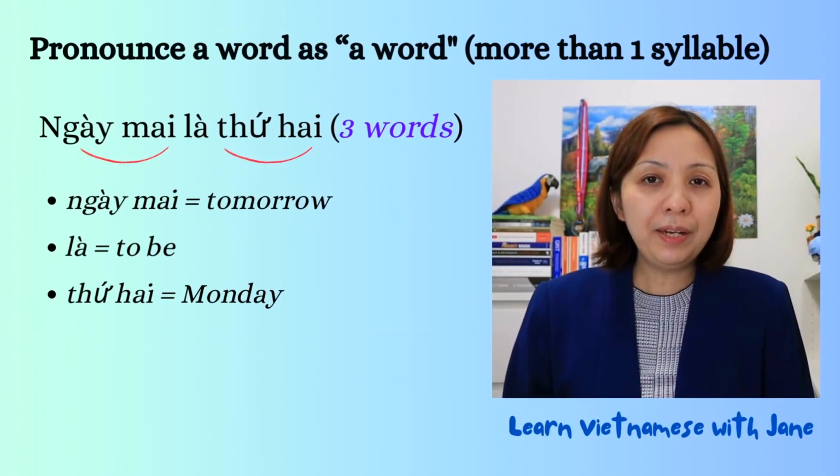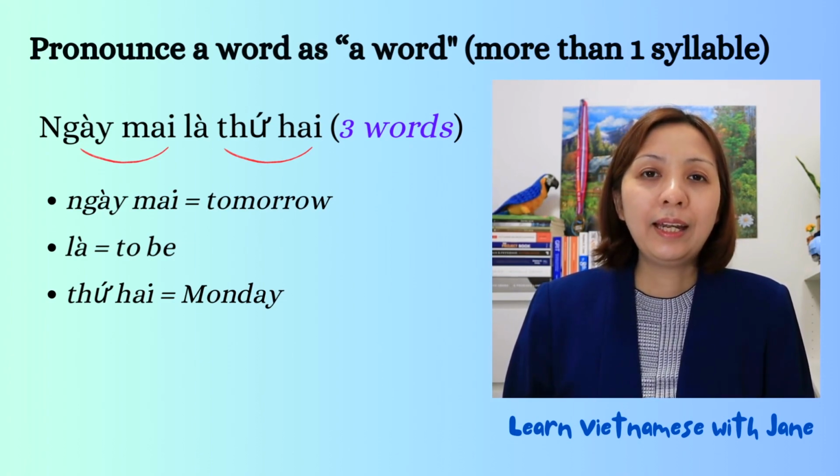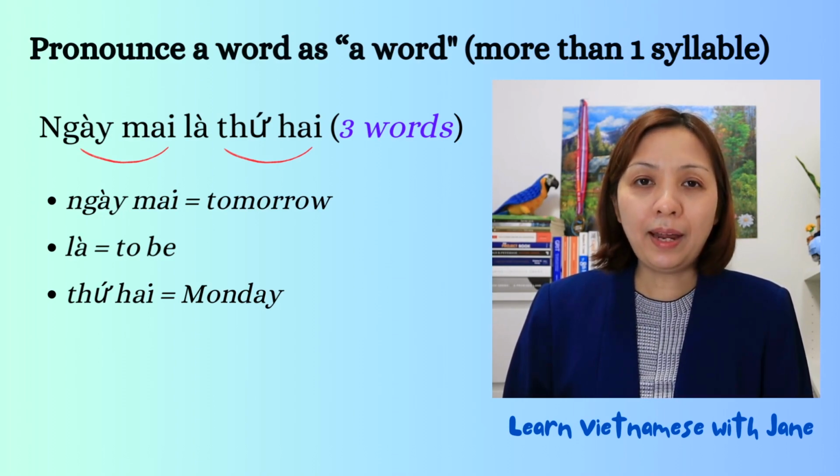When you learn Vietnamese vocabulary, you will see that a word can be one or more than one syllables, and those syllables stand separately with a space in between. So when we say a word, we say it together. Now let's look at this example. The sentence ngày mai là thứ hai. This means tomorrow is Monday.